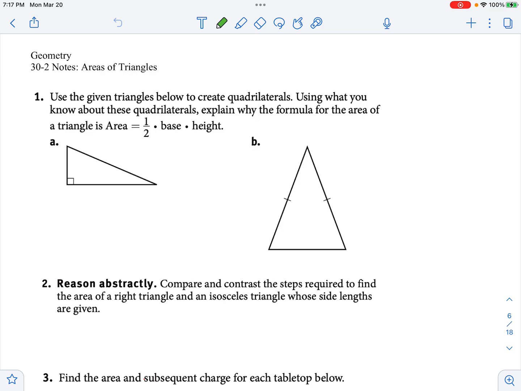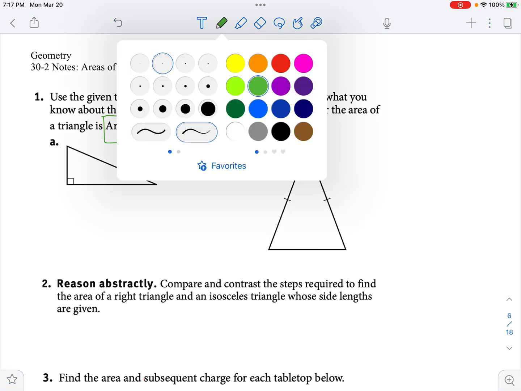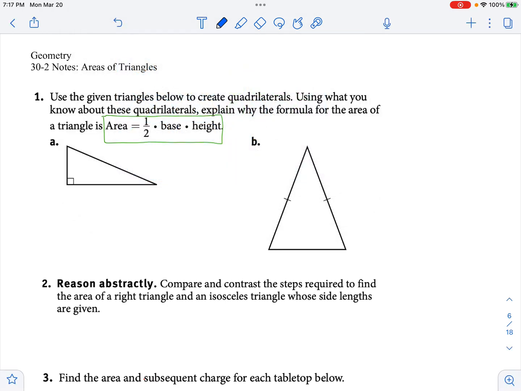Many of you might remember the formula for the area of a triangle that says 1/2 base times height. It's a formula that we've commonly used, but I do want to go over where that formula comes from. If we were to take the triangle in example A and try to create a quadrilateral out of that, I could take the exact same triangle.